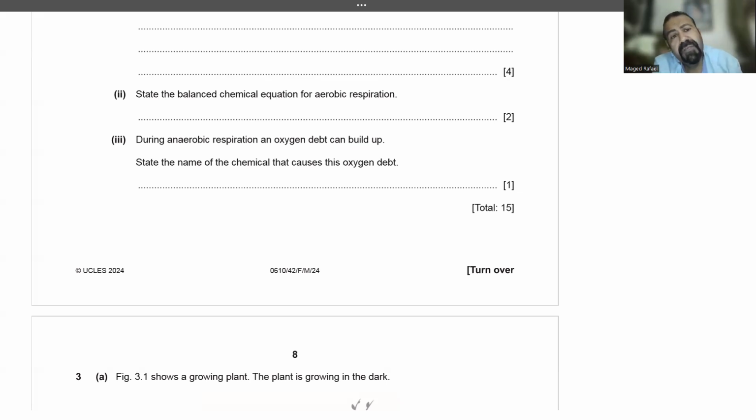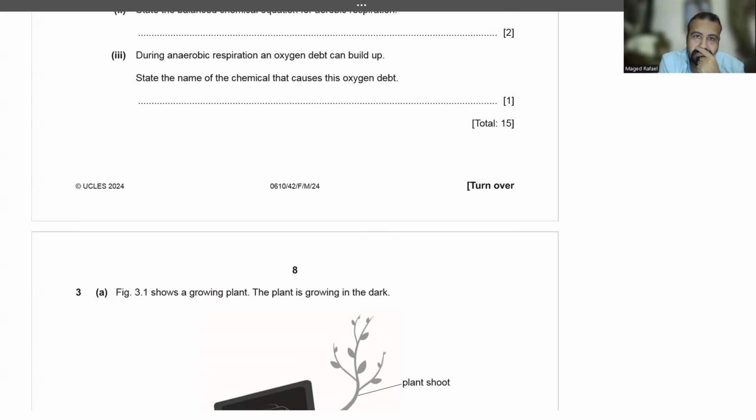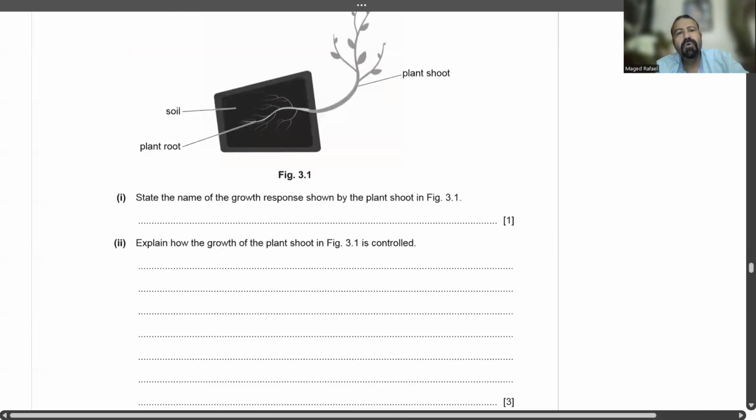During anaerobic respiration an oxygen debt can build up. State the name of the chemical that causes this. What chemical substance is produced from anaerobic respiration in muscles? Yes, exactly, lactic acid. Abdurrahman answered. Okay, lactic acid. Let's go to question 3.